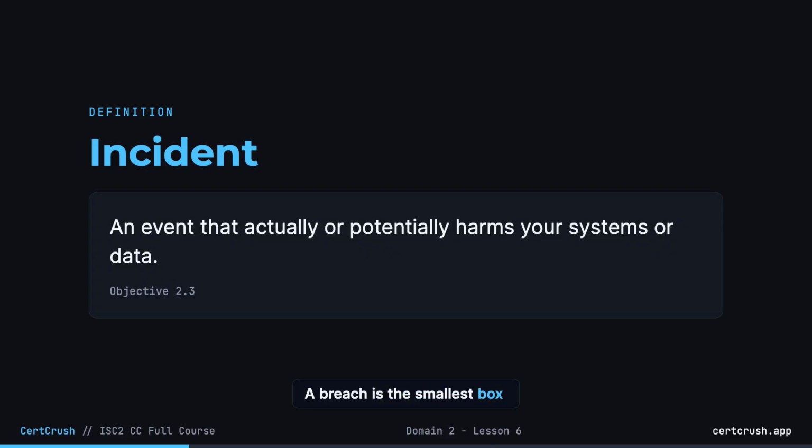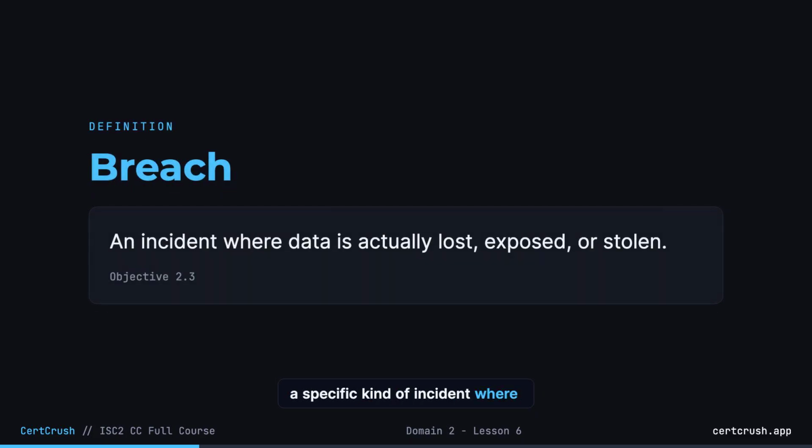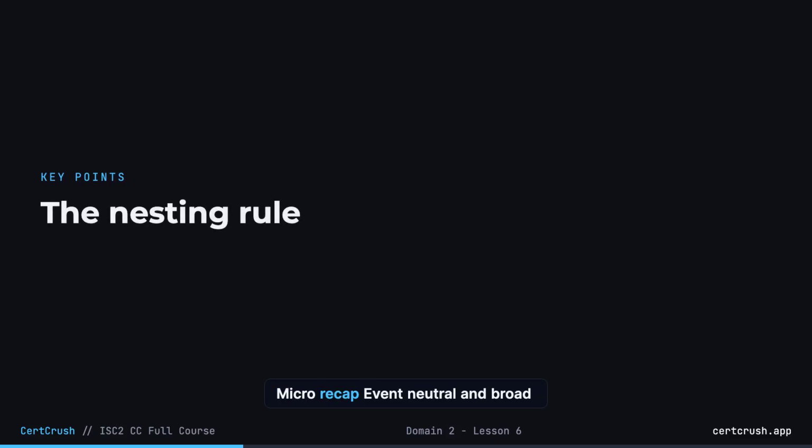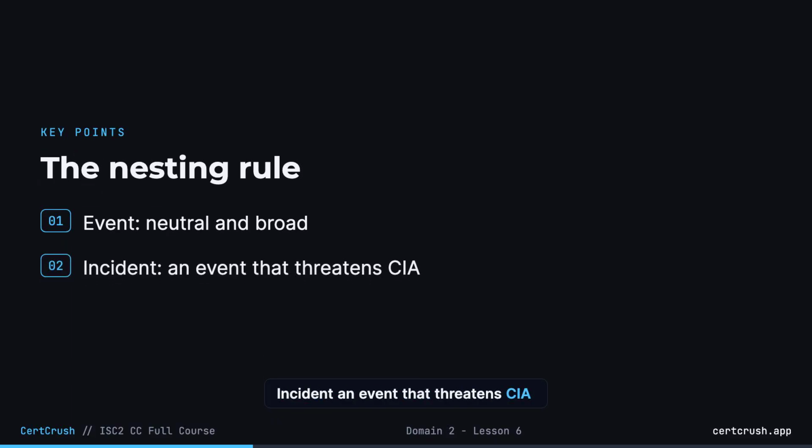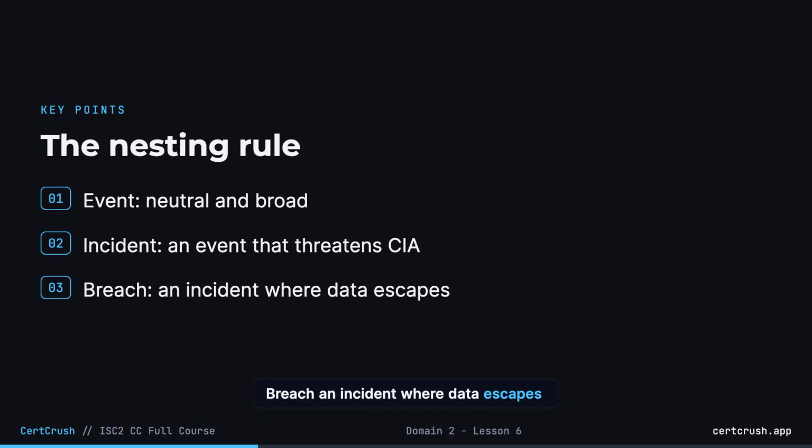A breach is the smallest box, tucked inside incident. A breach is a specific kind of incident where data is actually lost, exposed, or stolen. Confidential information gets out. So a breach is always an incident, and an incident is always an event. But it does not work in reverse. A reboot is an event, not an incident. A stolen, unencrypted customer database is all 3. Micro recap. Event, neutral and broad. Incident, an event that threatens CIA. Breach, an incident where data escapes.